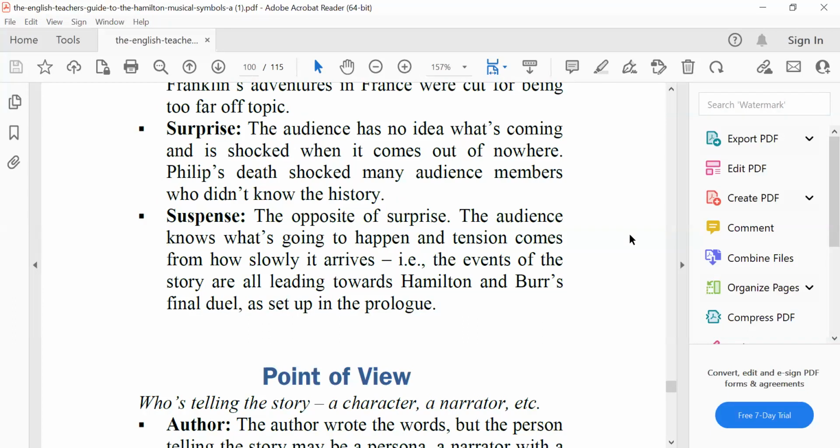The opposite would be suspense, where we set it all up, where you see Burr and Hamilton writing these letters to each other where you see them building up toward the shooting. And of course, when we've been told at the beginning that Burr is going to shoot Hamilton, after that, we know it's coming, so it's suspense.